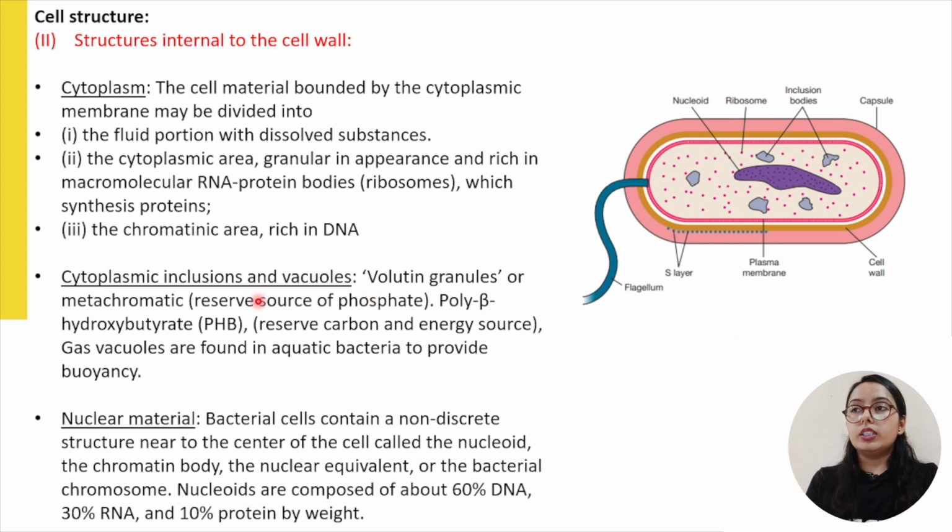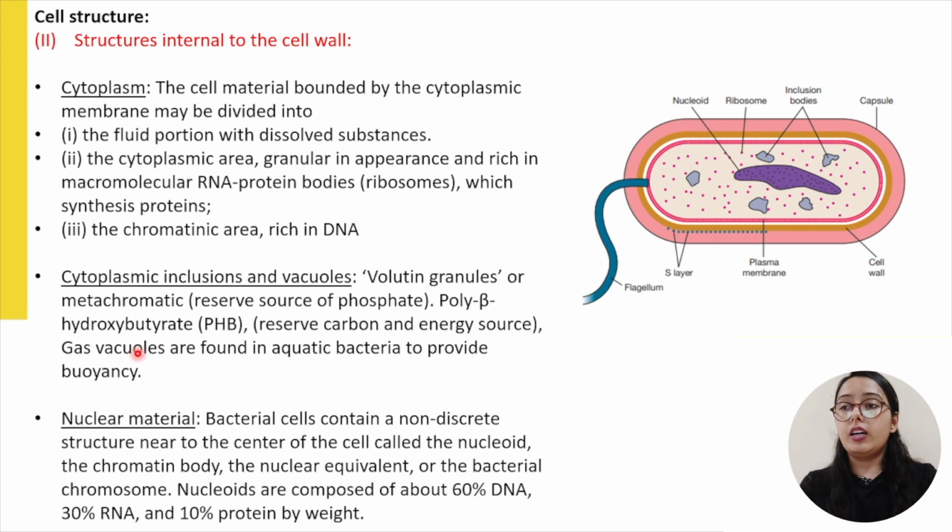So talking about the next structures which are internal to the cell wall, as we just saw, the cytoplasmic inclusions or vacuoles. There are different inclusions and vacuoles in different kinds of bacteria. A few of them include volutin granules. These volutin granules are also called metachromatic inclusions, and they are the source of phosphate in the bacteria. Apart from it, there is also polybeta hydroxybutyrate, or PHB, and it acts as a reserve of carbon as well as an energy source.